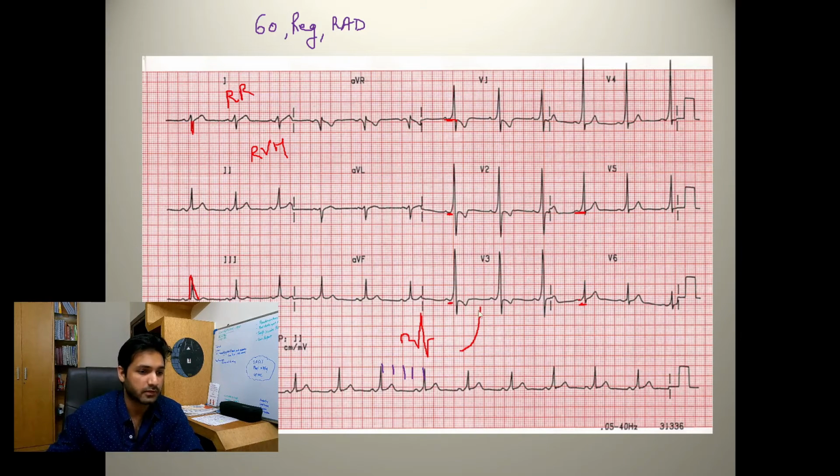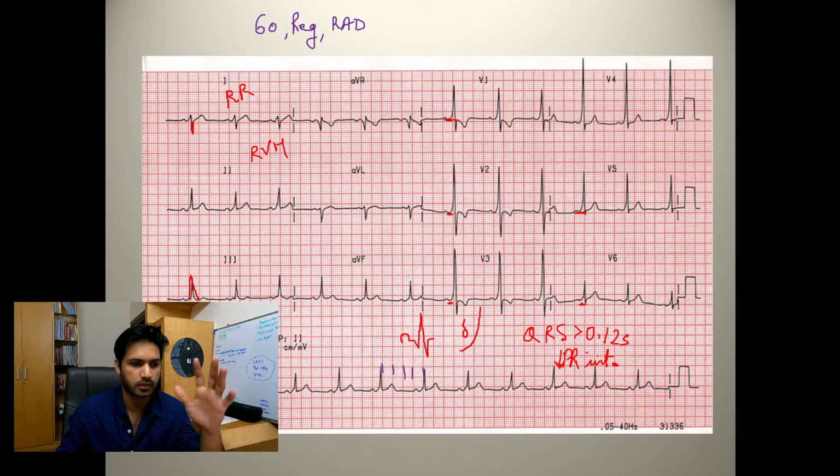Now this wave is called a delta wave. What it does is cause the QRS to lengthen to more than 0.12 seconds, and it shortens the PR interval. This is a type of arrhythmia, and it's due to an accessory pathway called the bundle of Kent, but I'm not going to go into that.